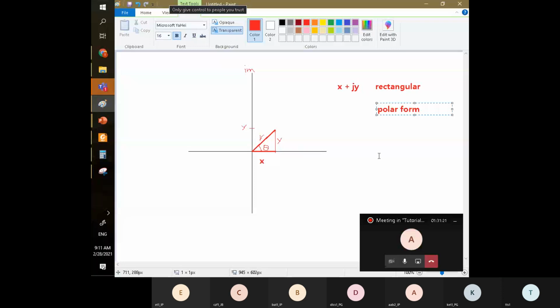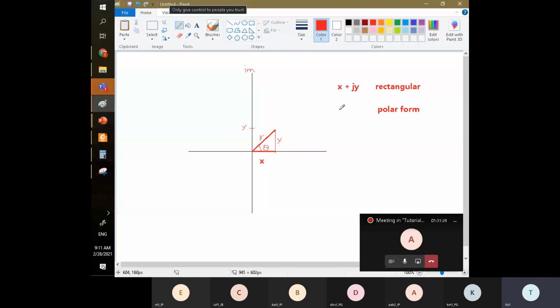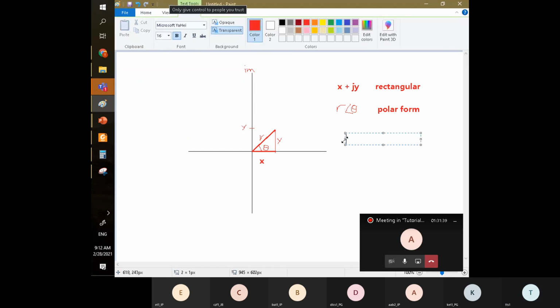Polar is R at a certain degree, at this angle. Okay. So what is R? R is, trigonometry, the square root of x squared plus y squared.